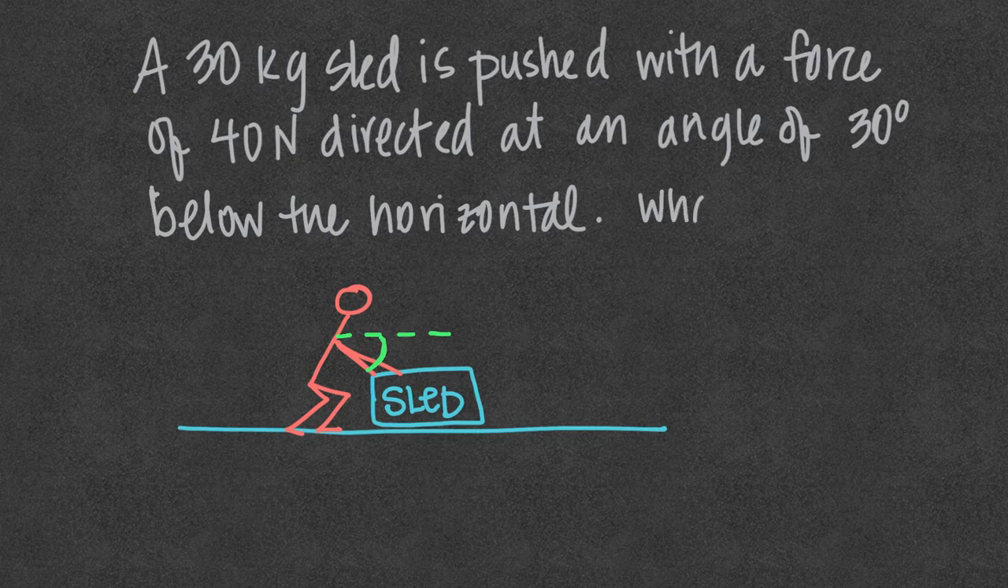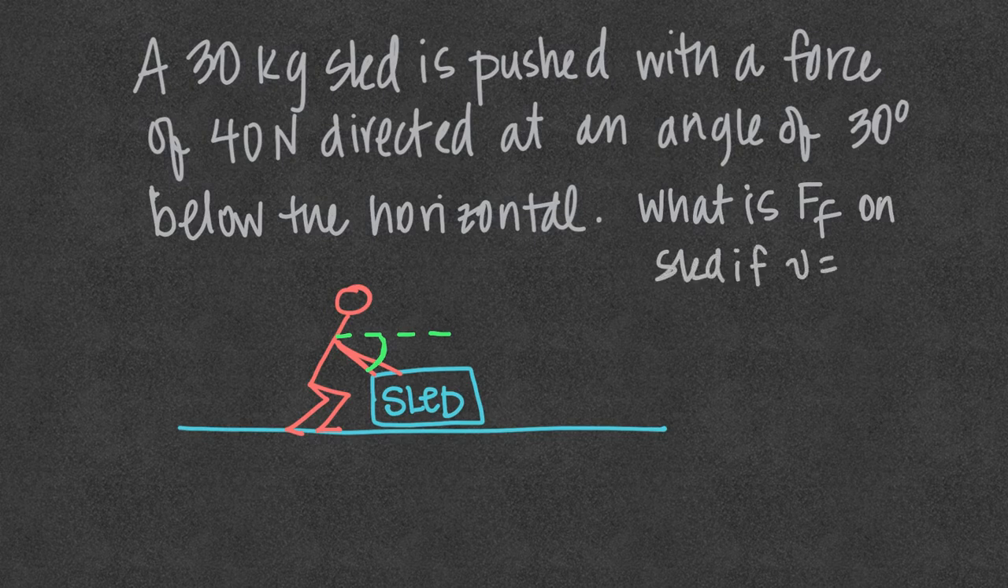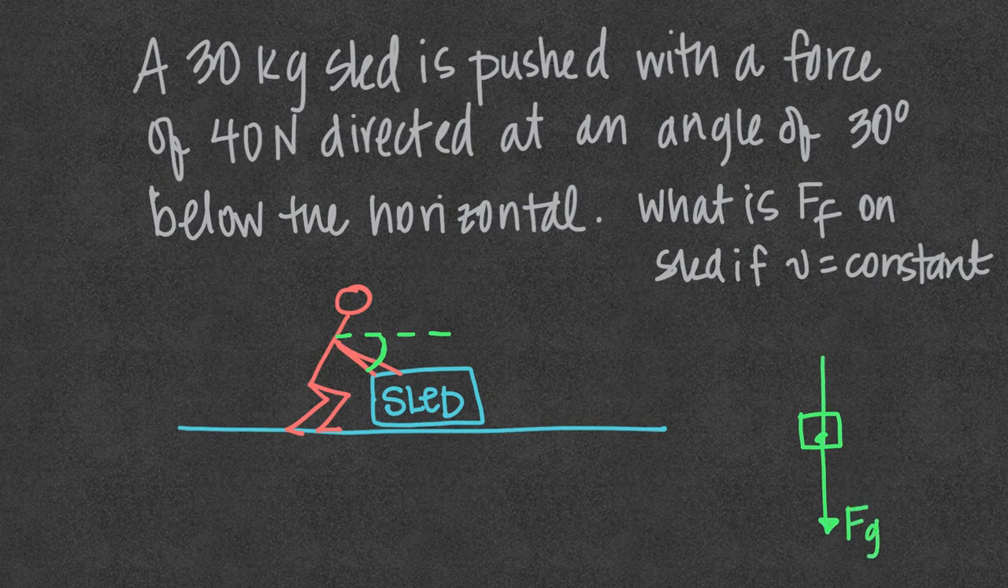So what is the force of friction on the sled if it moves at a constant speed? Remember, that'll mean that it's in equilibrium. Now the first thing you always do is draw a free body diagram. And in this case, we would have, of course, the weight. The earth is pulling down on the box or the sled. The surface is pushing up on the sled.